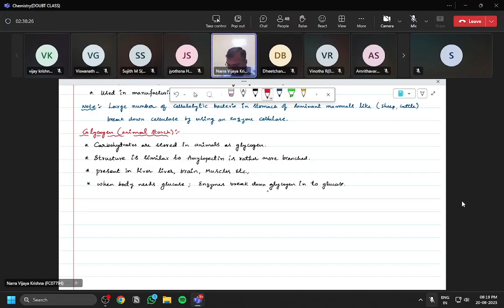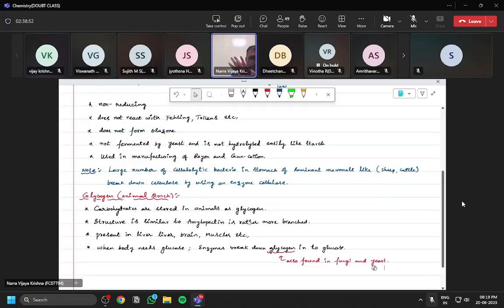This is found in certain types of bacteria also, and certain types of fungi, and also certain types of yeast. Any questions in this? No, sir. So we are done with the carbohydrates part.